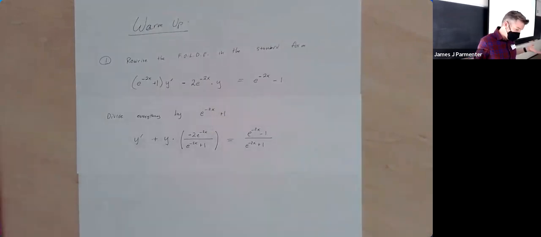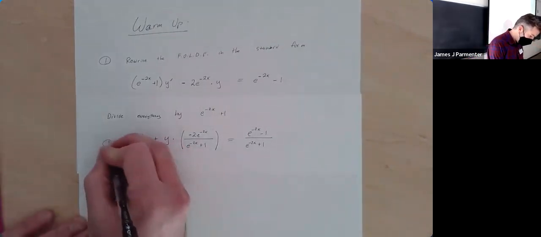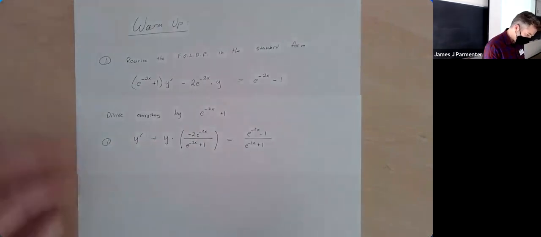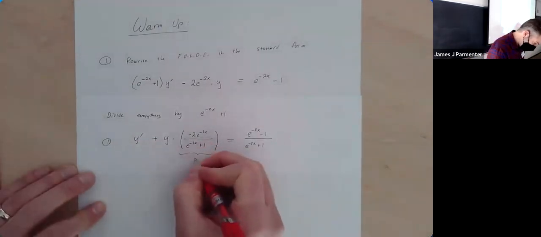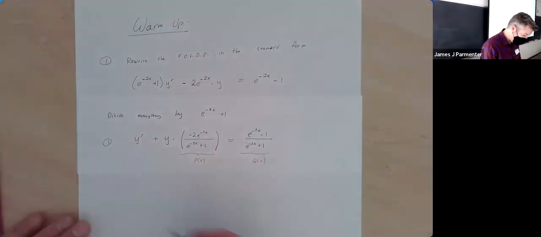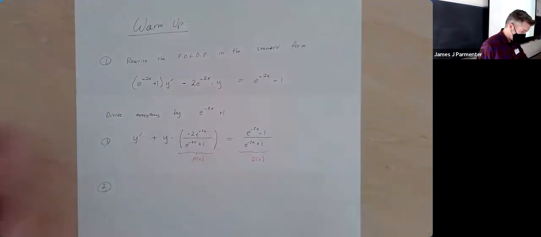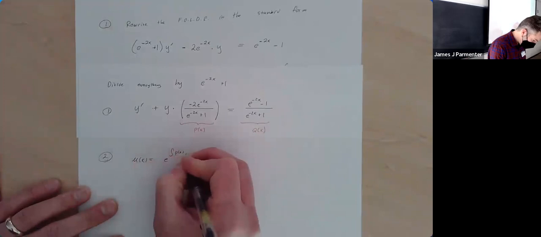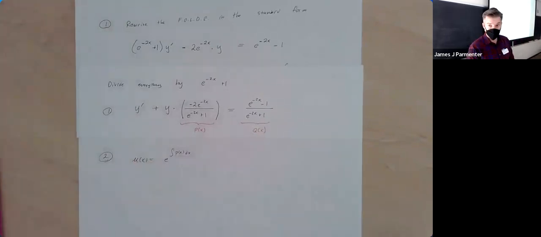Okay, so we did part one. That's the standard form. You've got y prime plus y times your p of x equal to your q of x, and it's good to label things here. Now we're going to find the integrating factor. We're going to find mu of x equal to e to the integral of p of x. If your integral of p of x is somewhat complicated, I recommend not writing e to the, just doing the integral on the side and then coming back and writing e to the whatever.